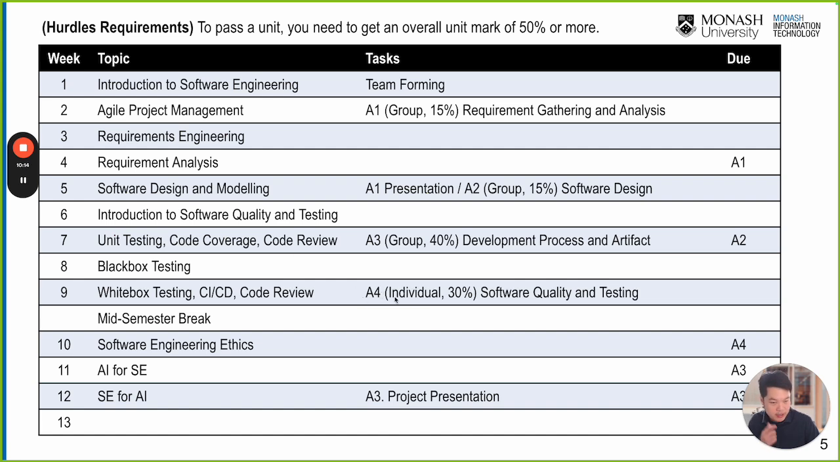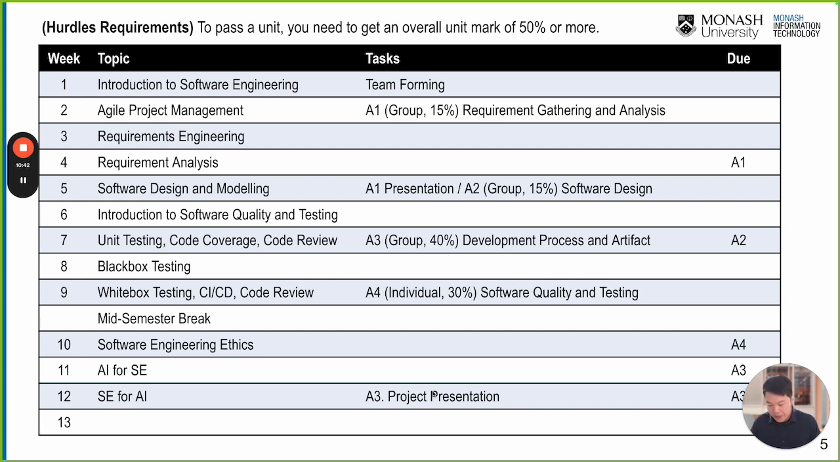Okay, A4 is about software quality and testing. But anyway, let's go back to week 7 a little bit. Week 7 is the group project again. It's about the software development process and the artifact, right? It is weighted 40% and is due by the end. You also need to give the A3 presentation in week 12. That's the project presentation.